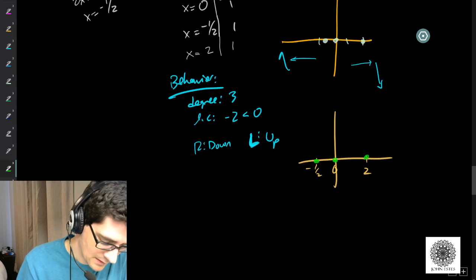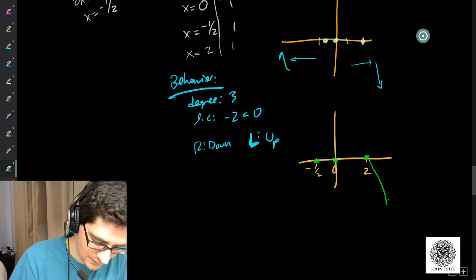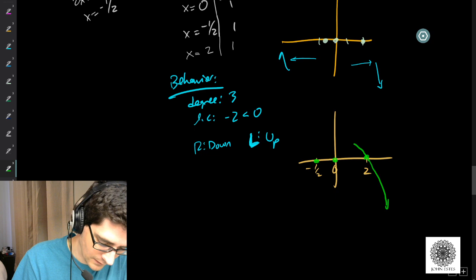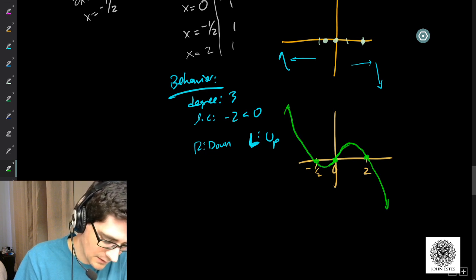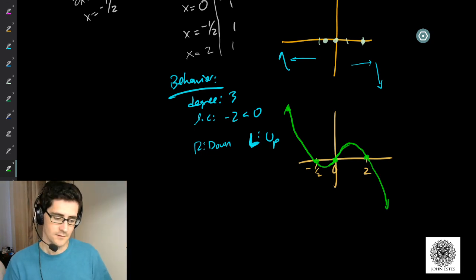I have an end behavior going down. I think it's going to go something like this. It's going to go up somewhere, hit 0, passes through, right? It passes through at all three zeros. And then notice my left behavior is up, which is exactly what I thought. Okay, I hope that makes sense.